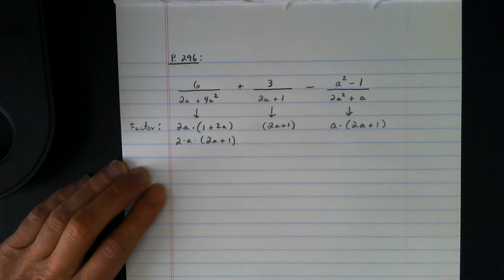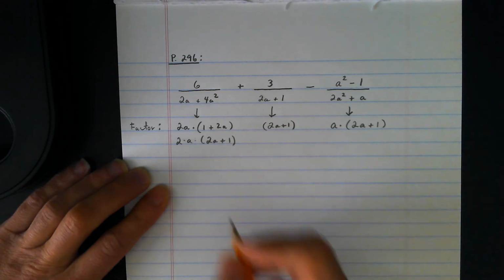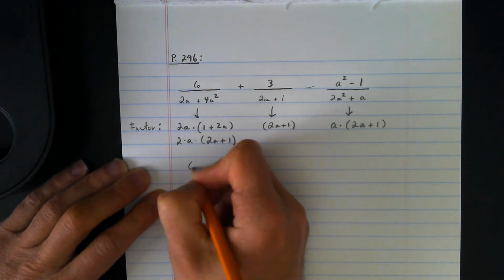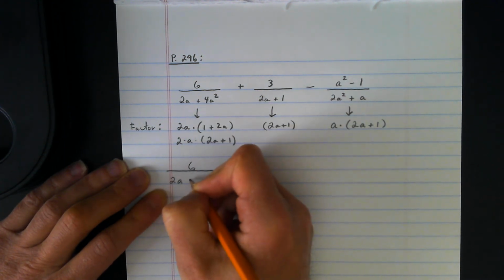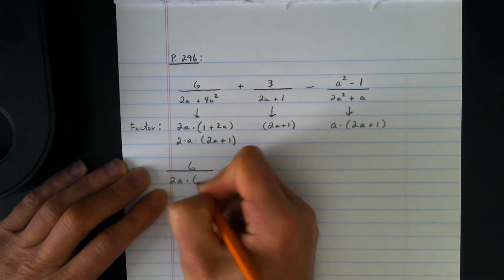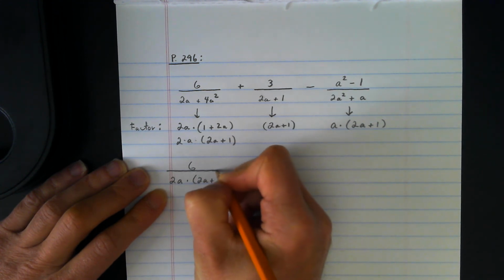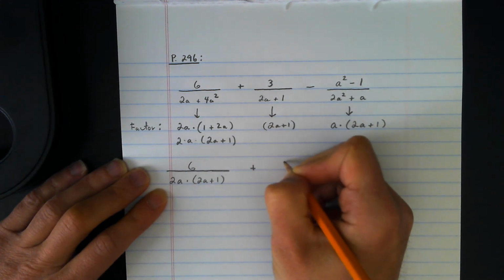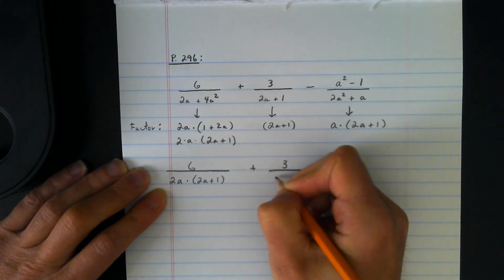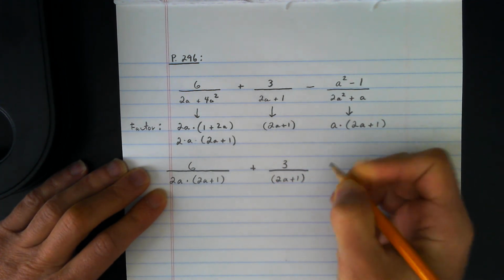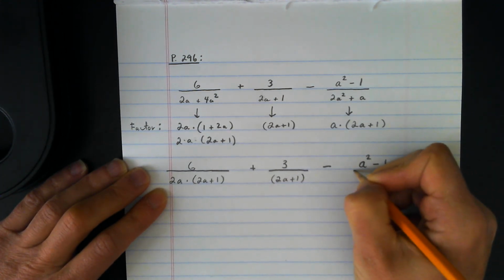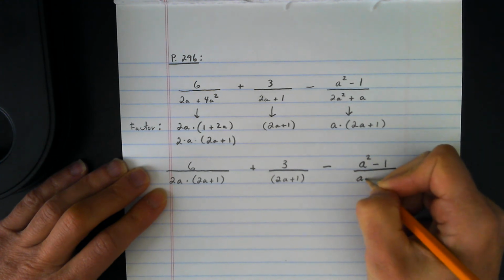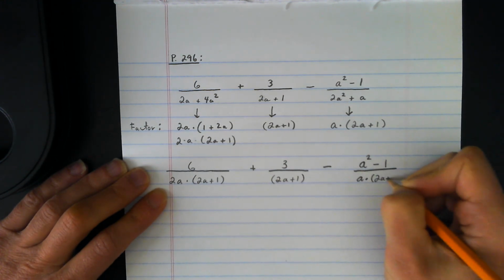Okay, now we need to build our least common denominator. So let's just write out our factored form. Well, what do we have? We've got 6 over 2a times 2a plus 1, plus 3 over 2a plus 1, minus a squared minus 1 over a times 2a plus 1.